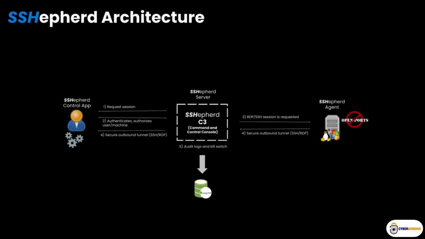CHepherd's architecture has three components. The end user control app initiates the native connections over localhost. The C3 server or administrator console, which acts as a broker and is run as a stateless Kubernetes package for scalability and fault tolerance. And the agent that gets installed on your critical hosts where the ports are turned off so that they cannot be discovered by external or internal threats.